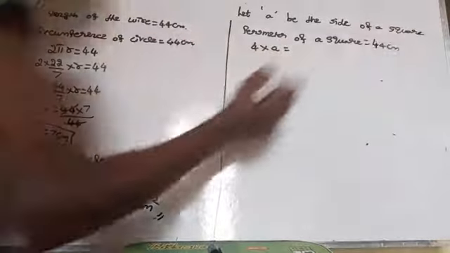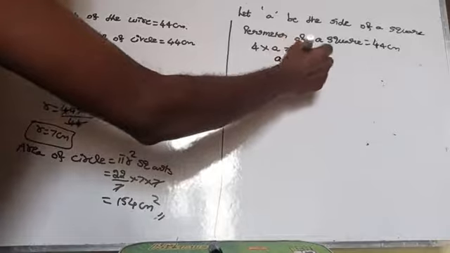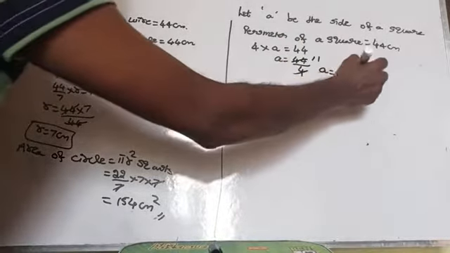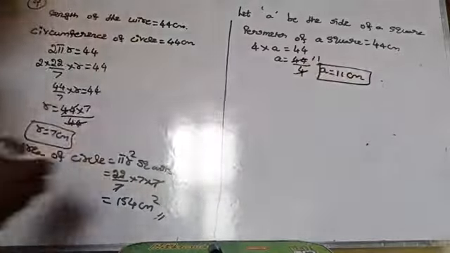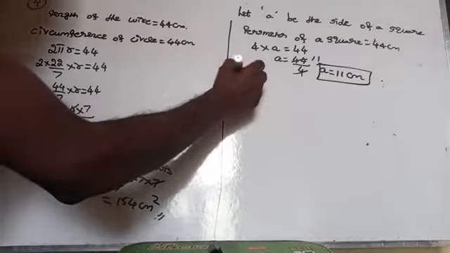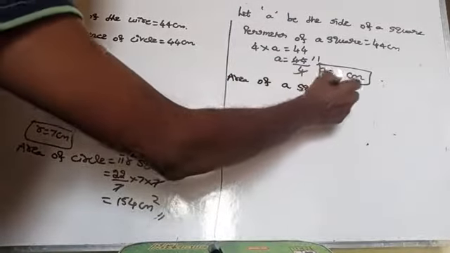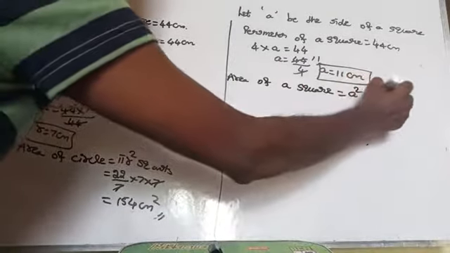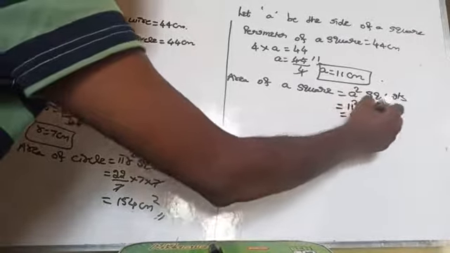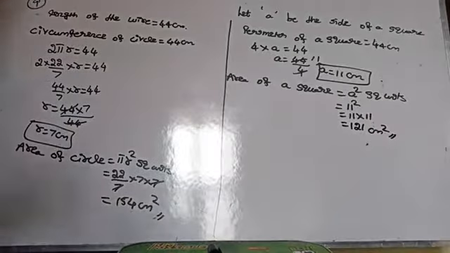That is 4 into side, equal to 44, it is given. So A equal to 44 by 4. Multiply becomes divide here. So A equal to 11 centimeter, which is the side of the square. Now what do you have to find? You have to find the area of the square. Area of a square is nothing but side into side, A square units. That means 11 square, that is 11 into 11, which is equal to 121 centimeter square.